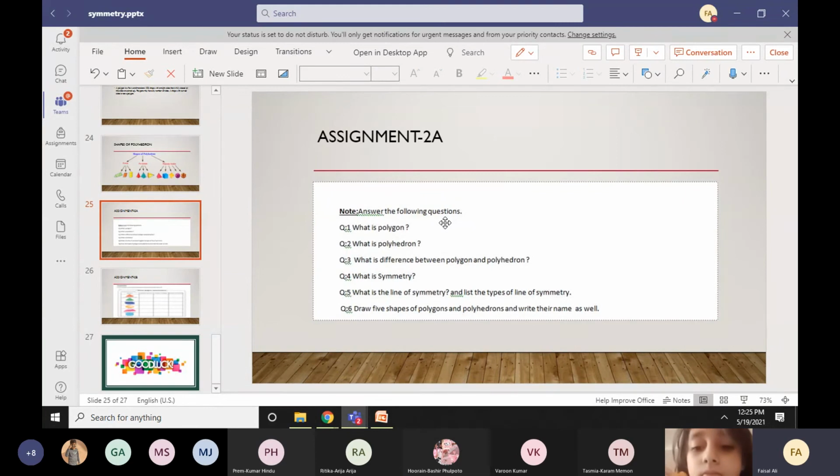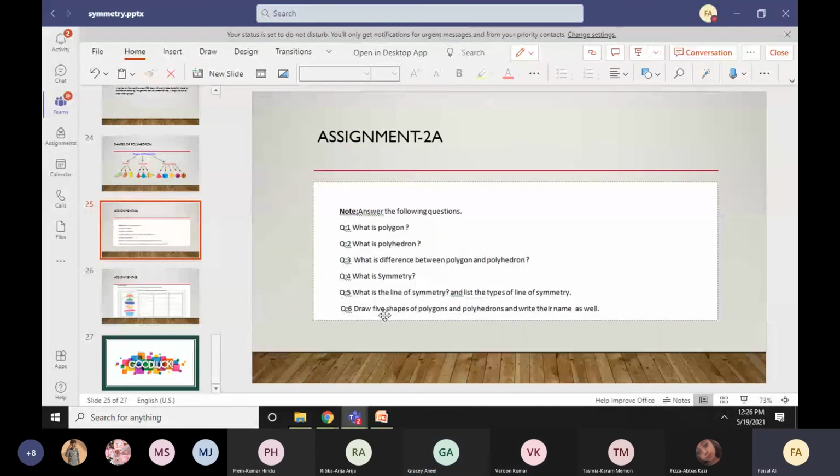Now you understand what symmetry is. Number 5, what is the line of symmetry, and list the types of lines of symmetry. In the list you have to just write the names of the lines of symmetry.